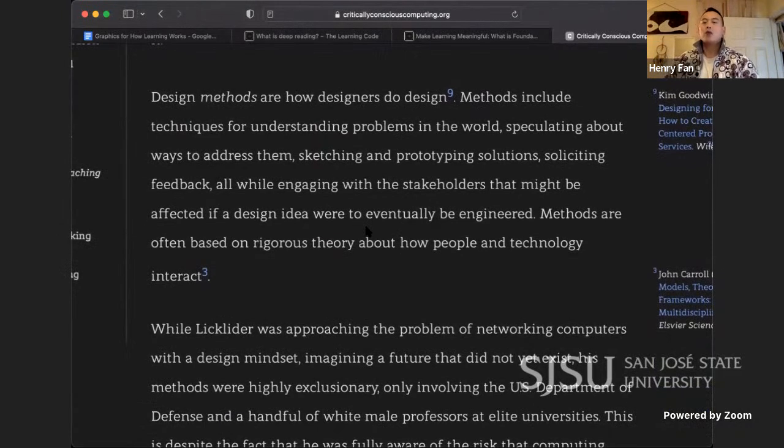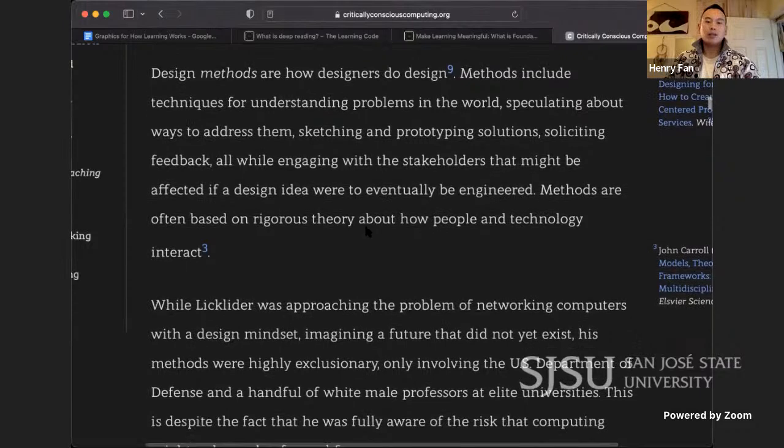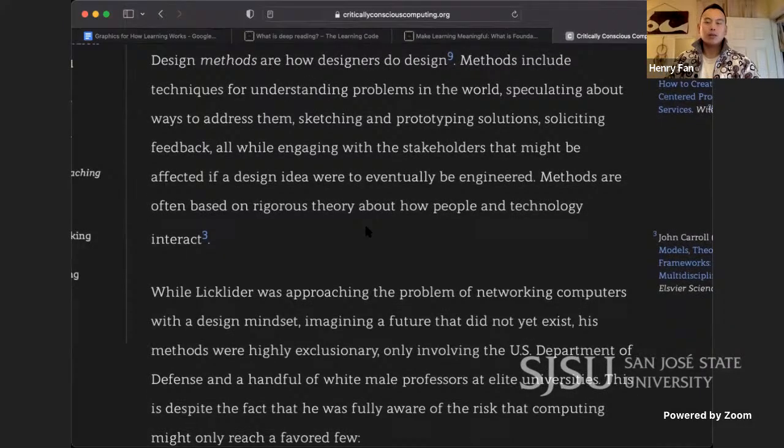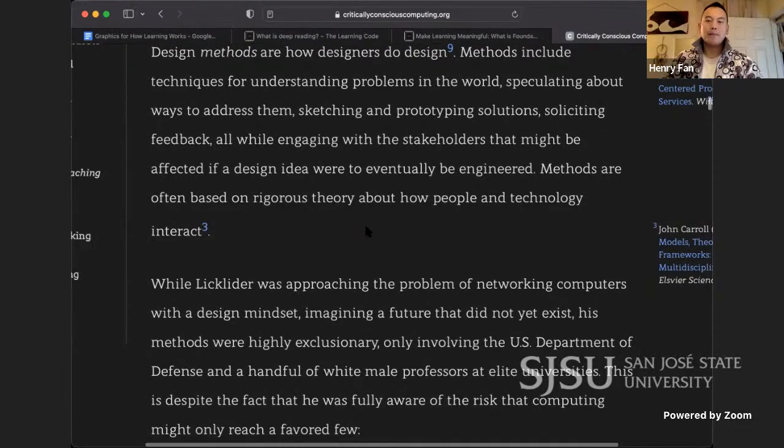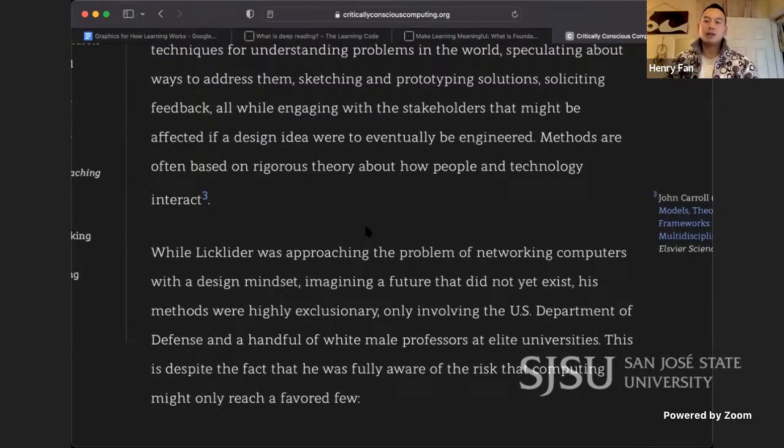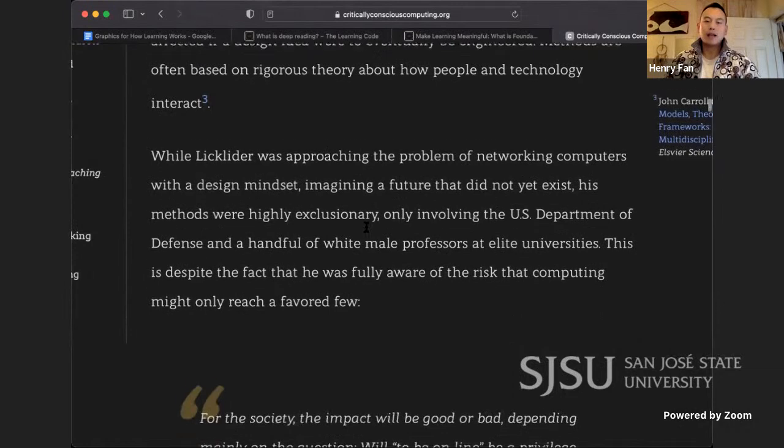Design methods are how designers do design. Methods include techniques for understanding problems in the world, speculating about ways to address them, sketching and prototyping solutions, soliciting feedback, all while engaging with the stakeholders that might be affected if a design idea were eventually engineered. Methods are often based in rigorous theory about how people and technology interact.